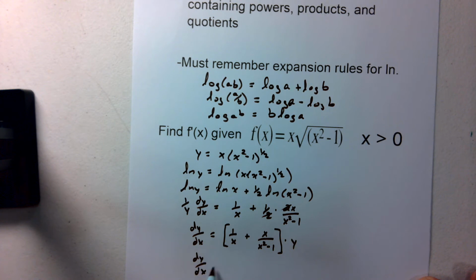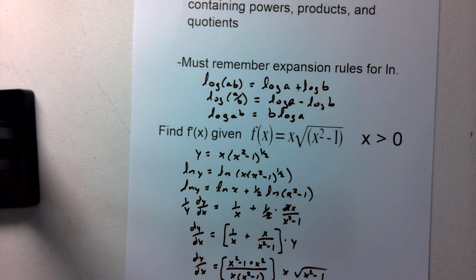So dy dx is going to equal, and I'm going to do a couple of things in this step, since I'm running out of room. I'm going to find a common denominator as well here. My common denominator is x times x squared minus 1. So I get x squared minus 1 plus x squared, and that's going to be multiplied by my y value, or x square root of x squared minus 1. I can now go ahead and simplify. I have x squared plus x squared, which gives me 2x squared minus 1.